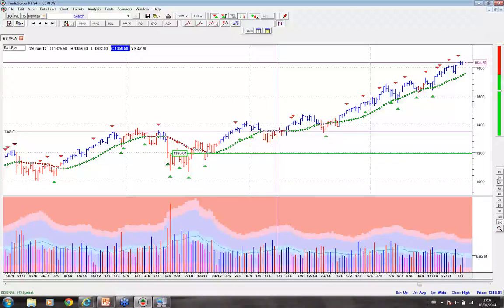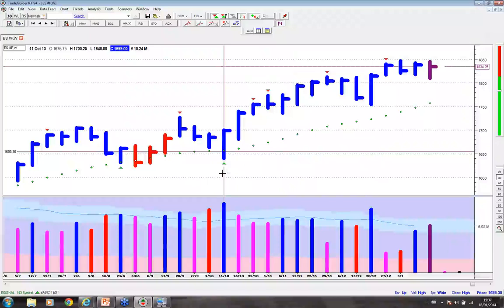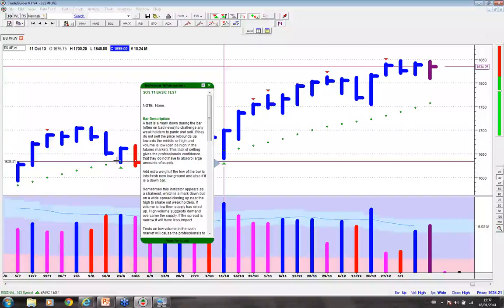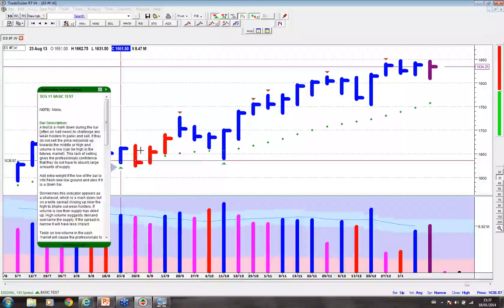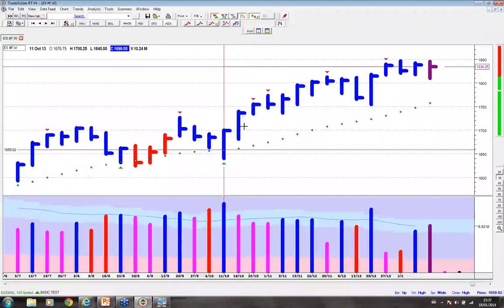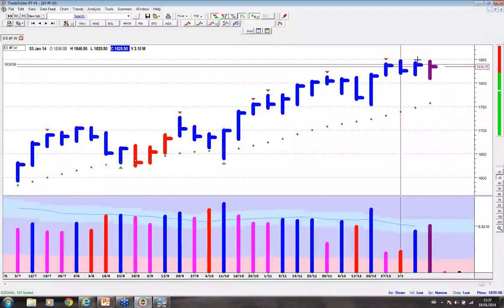And then over here, you can see as we've moved up, we had a very nice test in October of 2013. And remember, that's a test in a rising market. Behind us here, we got another test. And this test was the strongest one of 2013. And you can see what it's done to the chart.